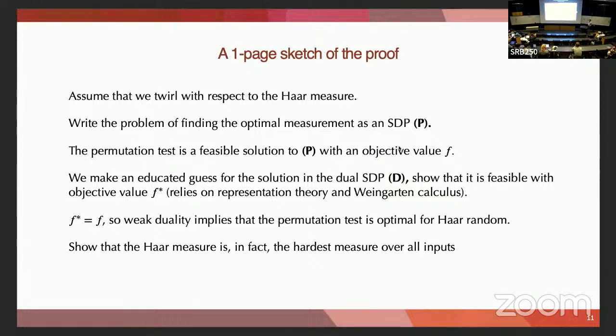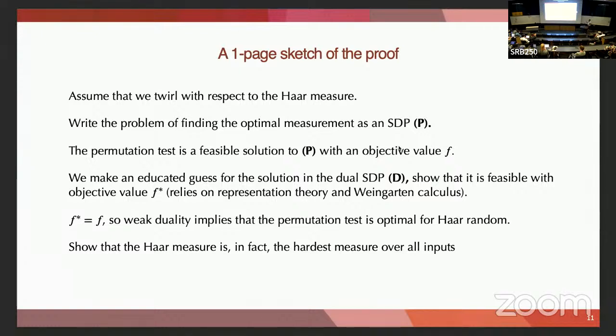And then we need to look at the dual problem. It's just a standard trick. We will make some educated guess for the dual, and we will show that this dual feasible guess has some objective value f star. For that we would need to rely heavily on representation theory and Weingarten calculus, but it's not so difficult a calculation in the end. And we will see that those two values are actually equal. So weak duality will imply that the permutation test is optimal for the Haar random choice.